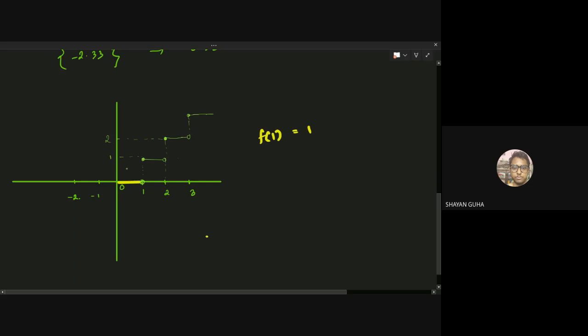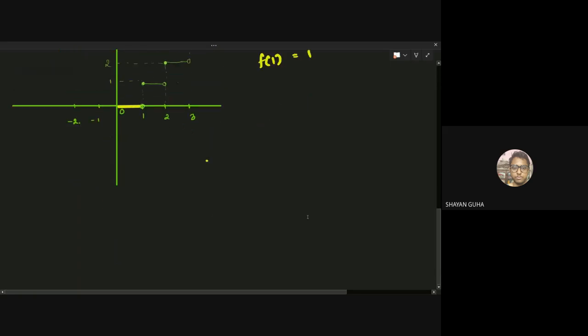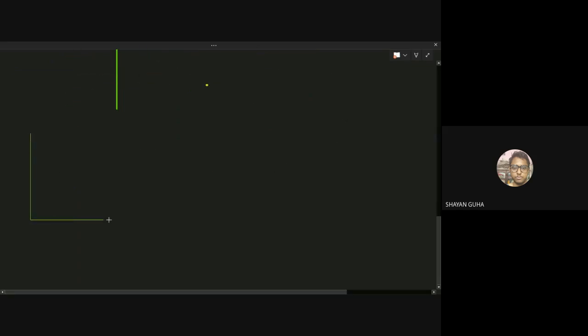Now this is the graph of f(x) equals box x. What about the graph of the fractional part? Let's draw that one also. Let me take only the positive x-axis. It will be easy to draw.